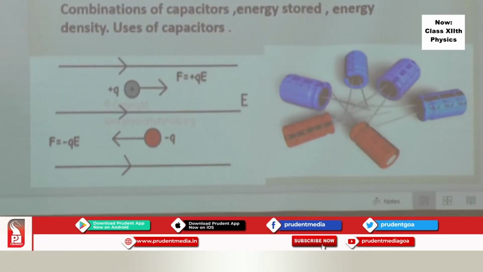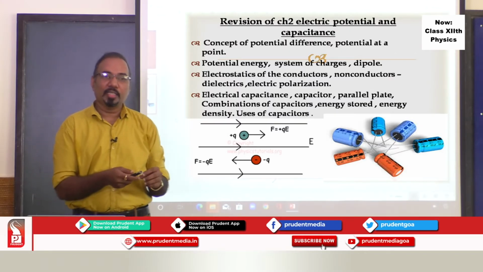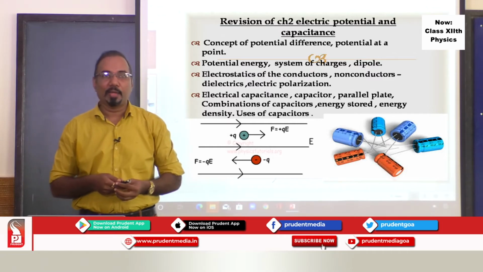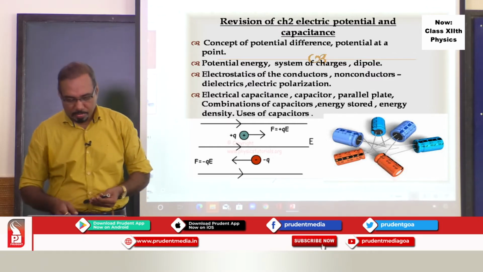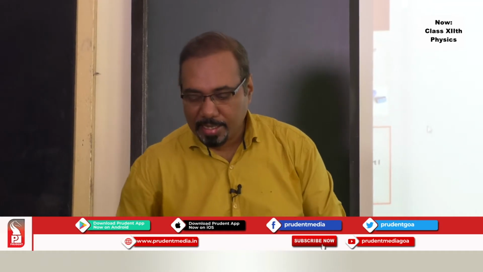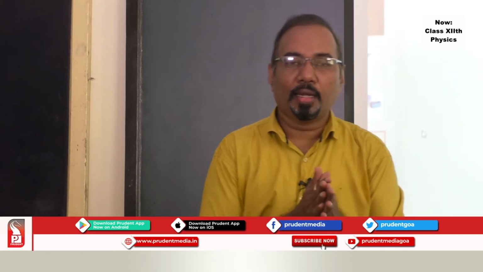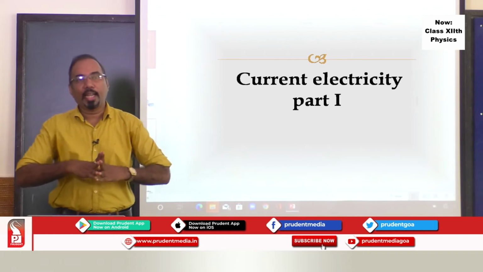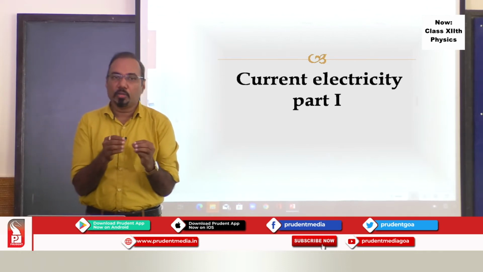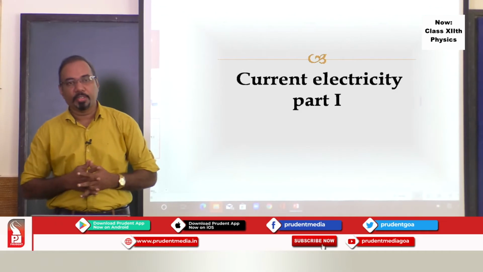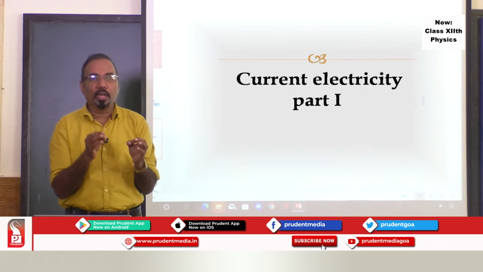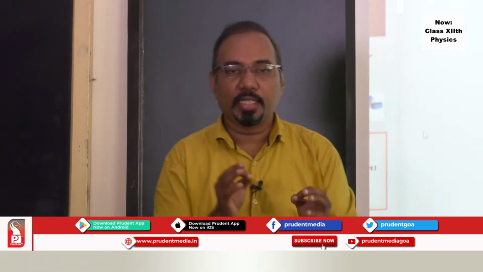Why am I telling you all this? Because this type of situation will help you understand the concept in chapter number 3, that is current electricity. Now, current electricity is a very important chapter. The first 2 chapters have concepts under the branch of physics called electrostatics, and current electricity is a totally different branch of physics. And this chapter is the focal point of the 12th standard physics syllabus.